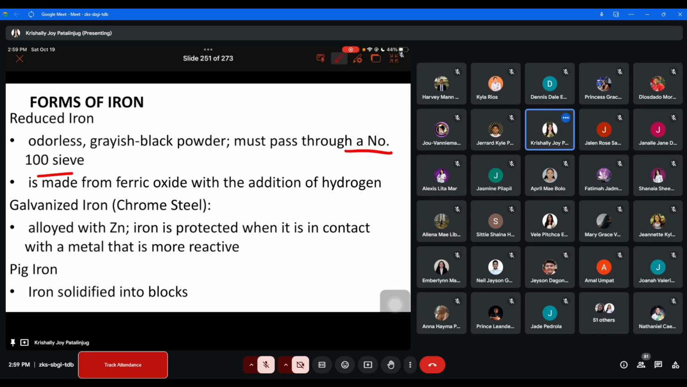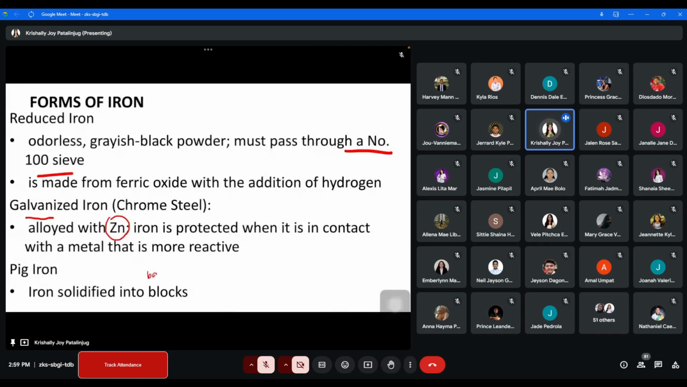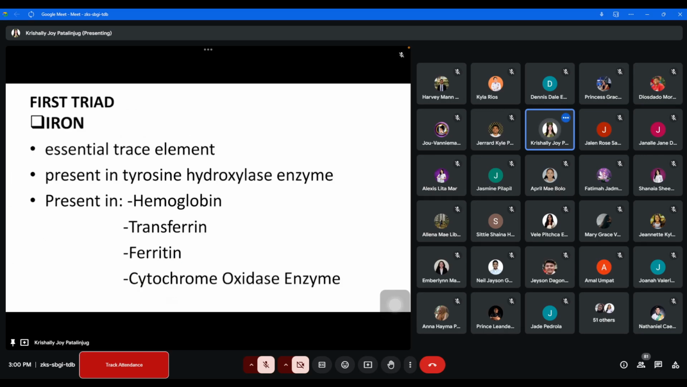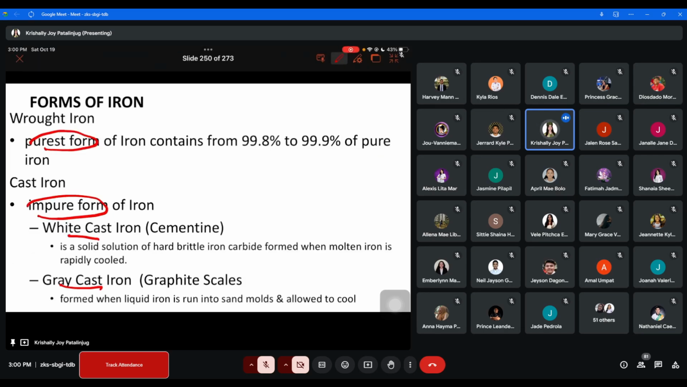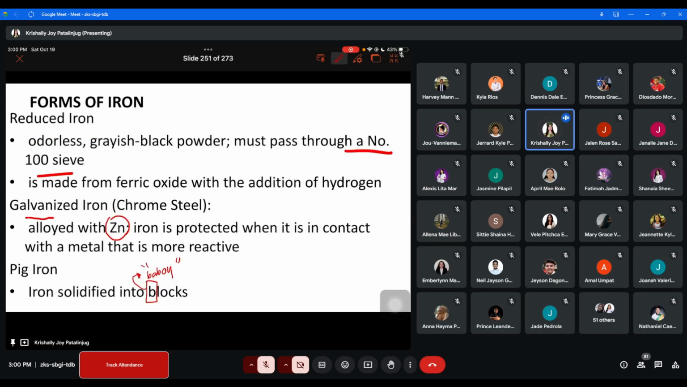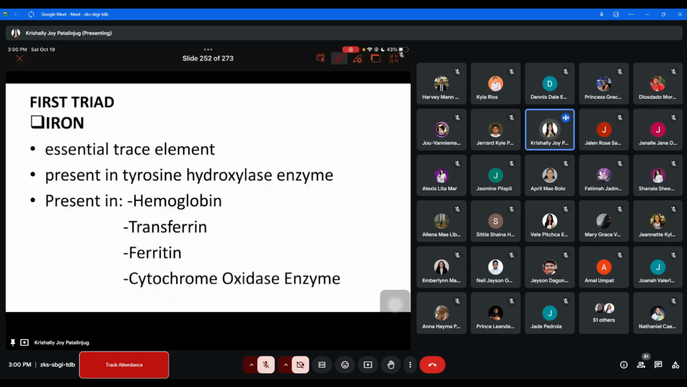So reduced iron yun. Yung galvanized iron or the chrome steel, it is coated with zinc. Kaya kapag galvanized, coated with zinc. Pag pig iron, pig, Tagalog ng pig is baboy. So, iron solidified into blocks. Okay, so iron solidified into blocks. That's it. So, yun yung mga forms ng iron. The purest one, the impure form, the galvanized iron.